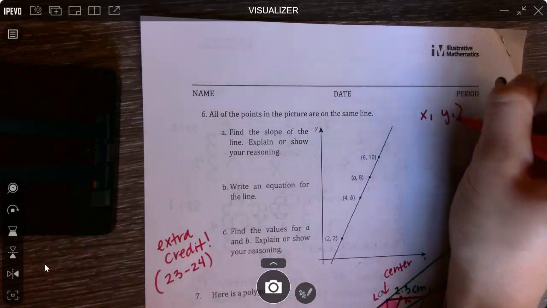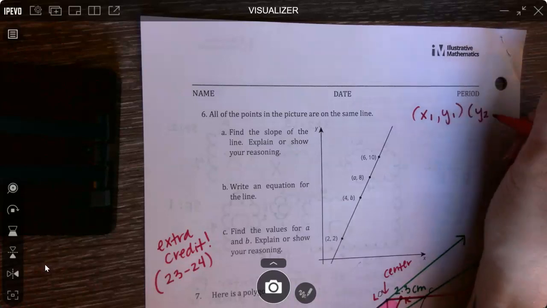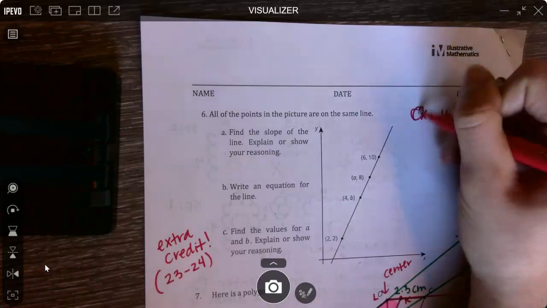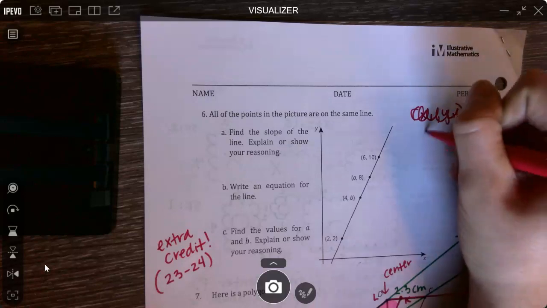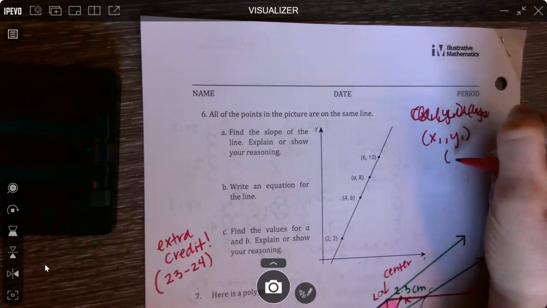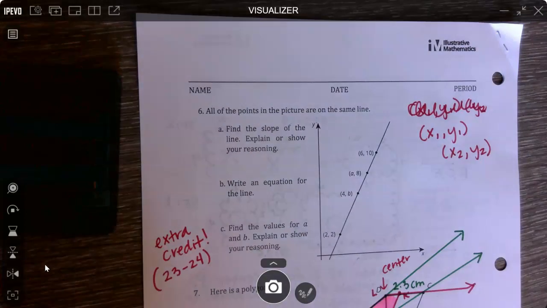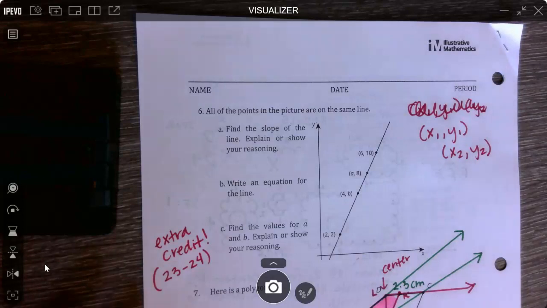All right. Hey, squad. So what we're going to do is we're going to learn how to label things. So when we've got 2 points, we have an x1 and a y1, then we have an x2 and a y2. Okay? We are then going to plug those into our slope formula.